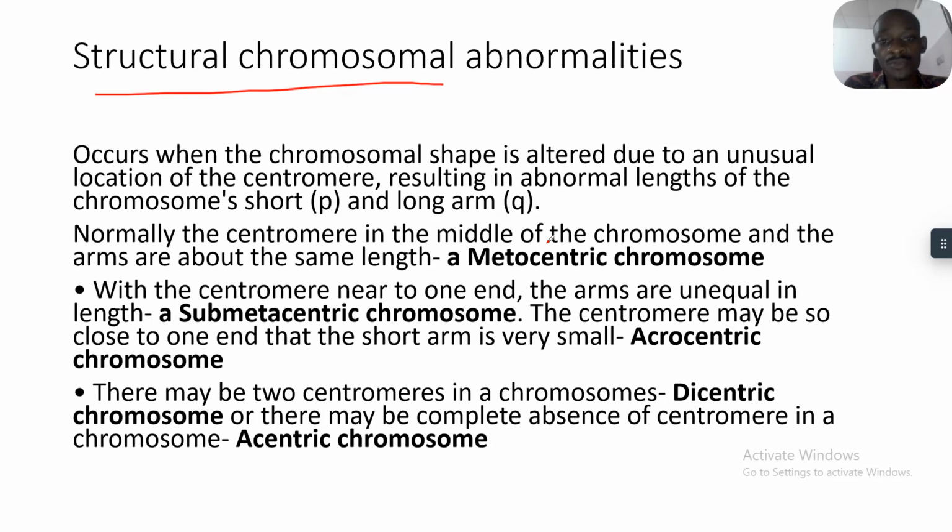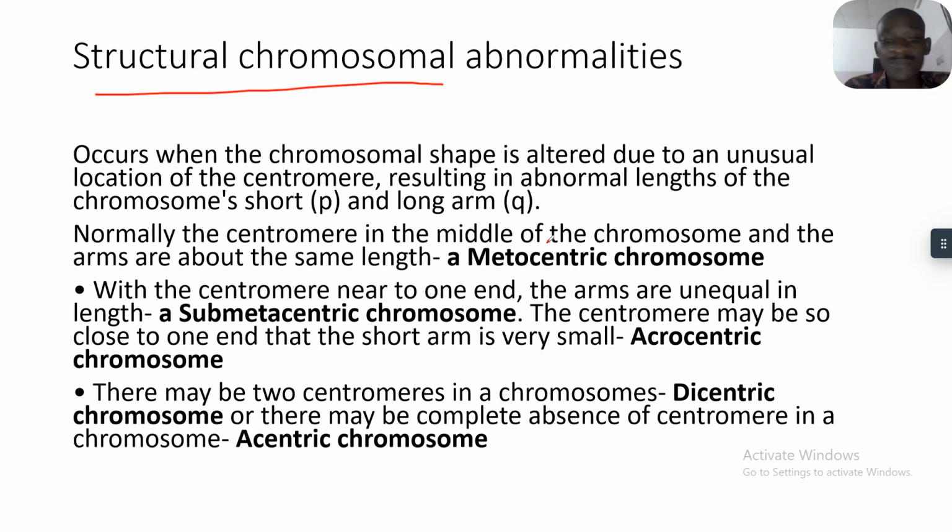The short arm is called P, the long arm is Q. Normally, the centromere is in the middle of the chromosome, and the arms are about the same length. That's a normal one, called a metacentric chromosome. With the centromere nearer to one end, the arms are unequal in length. That's a submetacentric chromosome. The centromere may be so close to one end that the short arm is very small. That's an acrocentric chromosome.